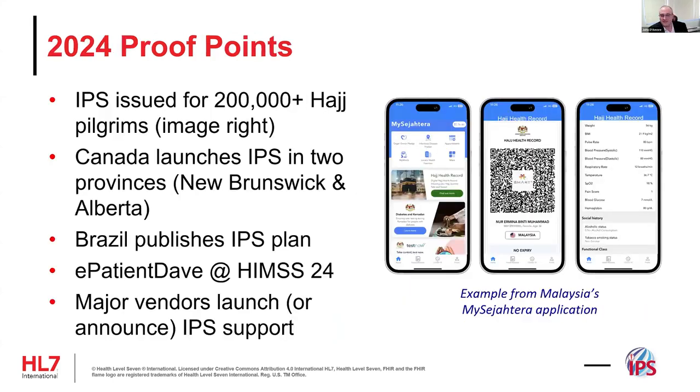So what are the proof points for the IPS in the last year? I mentioned that we've made incredible progress in the IPS in the last year. In 2024, the IPS was used as part of the Hajj pilgrimage among four different nations: Indonesia, Oman, Malaysia, and also Saudi Arabia. Some images from the Malaysian MySejahtera app are shown on the right-hand side. This was a way that a pilgrim going to Mecca could bring their medical information with them. They could show that, as Dan mentioned earlier, using a QR code to share this information, and that information would be accessible if they needed to seek medical attention while on the Hajj pilgrimage.